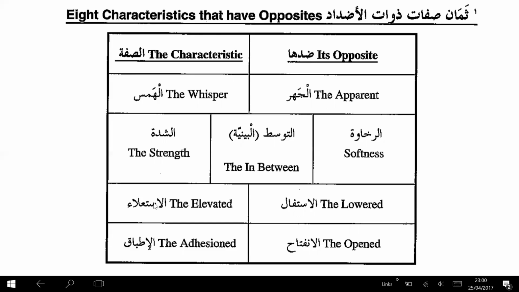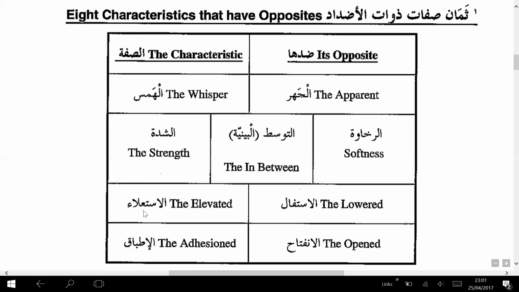Then the next one, actually, it is not only pairs, the next one has something in between also. So you can see the in between, at-tawassut, al-bayyina, that's in between. What is in between? It is between strength and softness. Strength is shidda. You can remember that with shadda. Shadda means strength. So if a letter has shadda, it's 2 letters, and 2 letters have more strength than 1 letter. So shidda, tawassut. Tawassut is also known as bayyina, and al-rakhawah, that's softness.